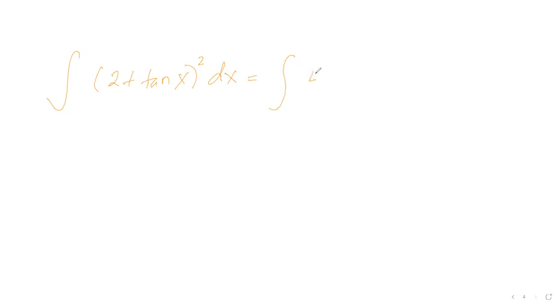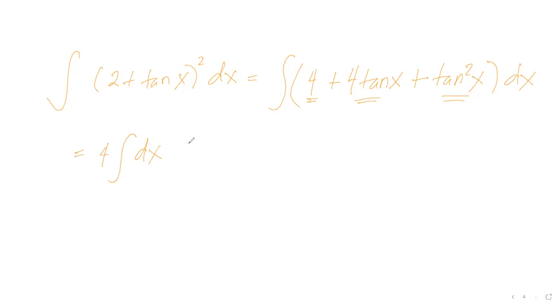Expand. So you will have 4 plus 4 tangent x plus tangent squared x. That's the expanded form. Now, you evaluate each term separately, meaning you evaluate the integral of each term separately. So for this 4, that would be 4 integral of dx only. I set aside the 4 already outside.